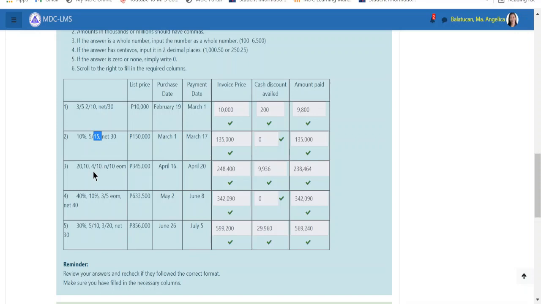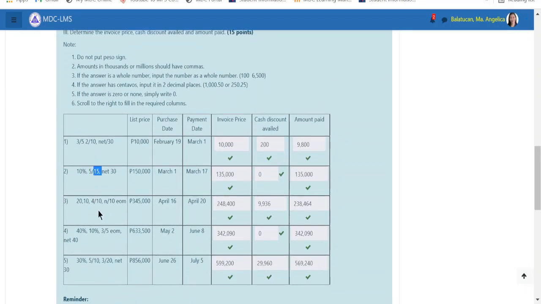Next, we have April 16. And then we have 345,000 as a list price. So we have two trade discounts here. To get the invoice price, we can use the shortcut. 345,000 times 0.8. Why is it 0.8? That's 100% minus 20%, the first trade discount. Again, 345,000 times 0.8 times 0.9, because that's 100% minus 10%. So you will get 248,400.